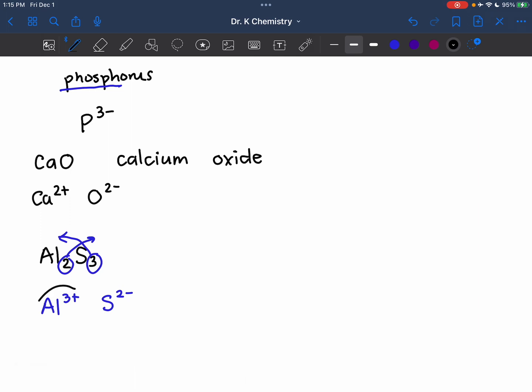All right, so since aluminum is the cation, I'm just going to call it by its element name, which is aluminum. And sulfur is the anion, so it needs to have that IDE ending. So I will keep the base name, and then I will change the ending to IDE, and that becomes sulfide. So the name here is aluminum sulfide. And that's pretty much it for naming ionic compounds with representative elements.